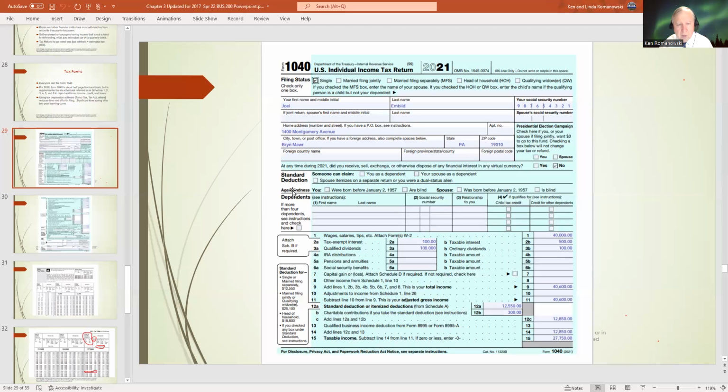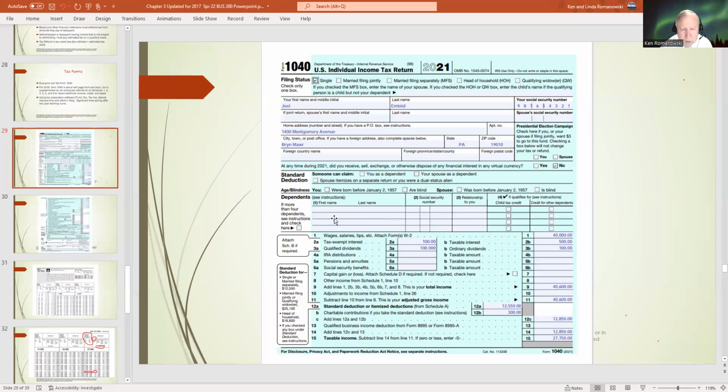Also, there's a question regarding blindness. So when you were born, if you were blind, that may give you an additional tax break that would help you to pay a lower tax. So now we go to the next line down.